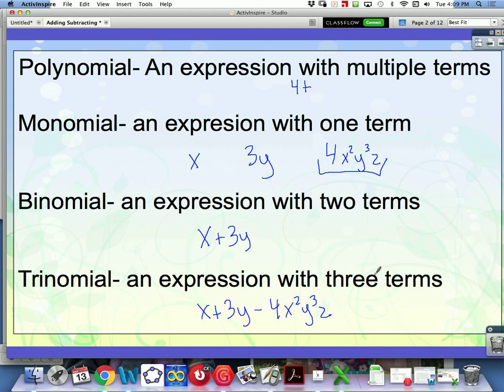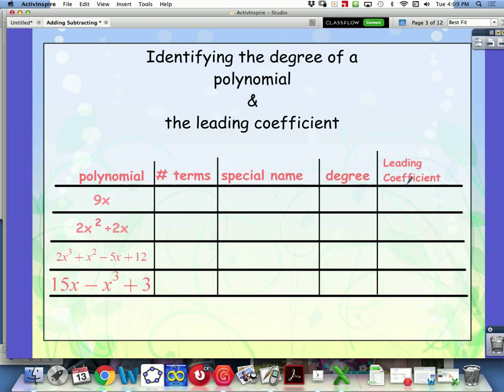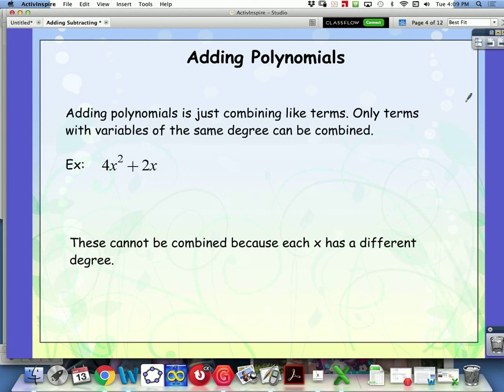When we're adding and subtracting, I think you're going to like this a lot more than some of the previous things you've done. Adding polynomials is just like combining like terms, which hopefully you did earlier this year. Only terms with variables of the same degree can be combined.